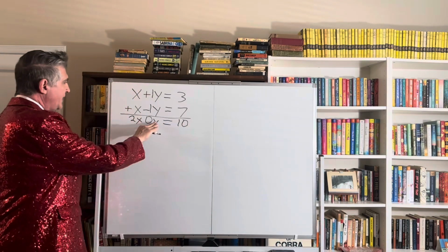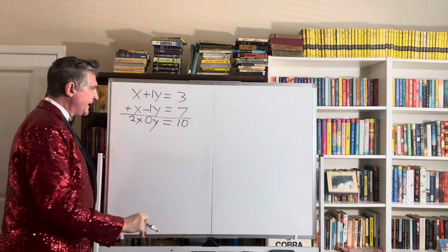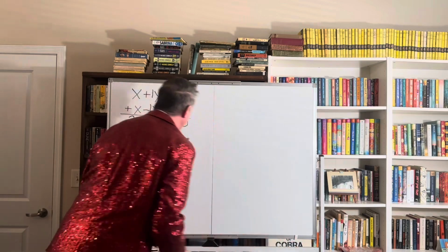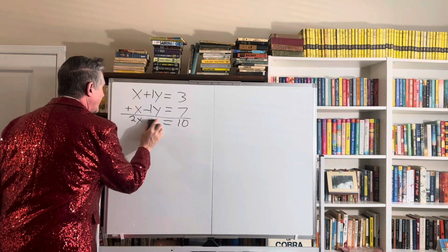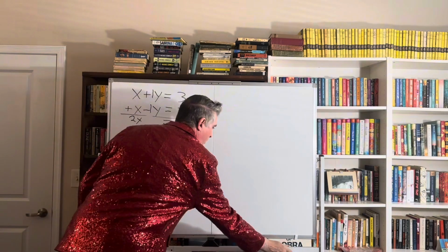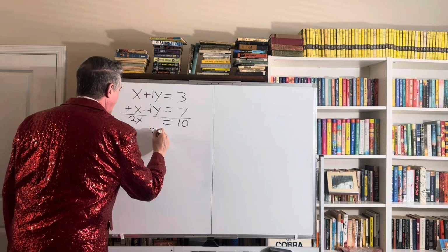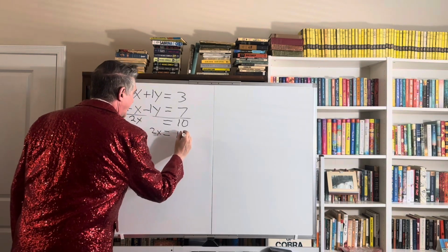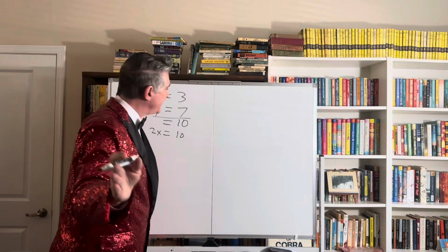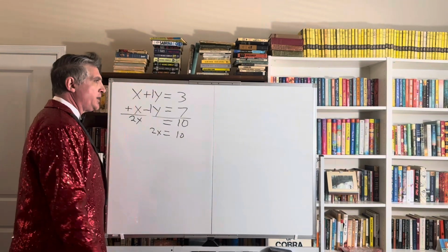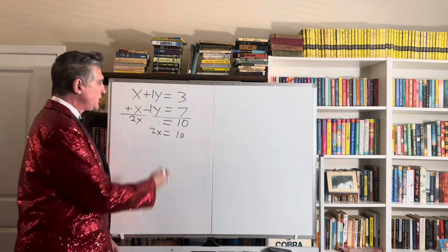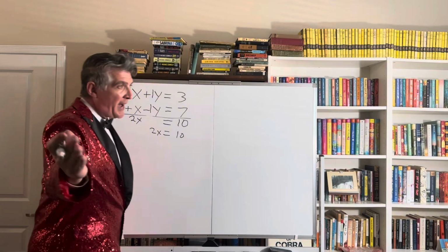Excellent. Well, 0 times anything is 0, so let's get that 0 out of our life. I'm going to rewrite this a little bit cleaner so we know what we're dealing with. This is just going to be 2x is equal to 10. We've seen this many, many times. So what are we doing? We're solving for x. How are we going to solve for x? We're going to isolate x. How do we isolate the x?